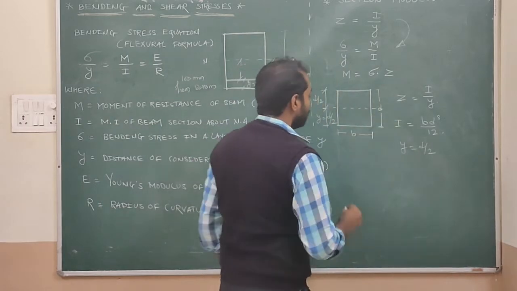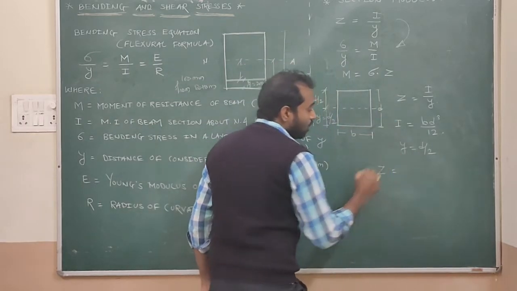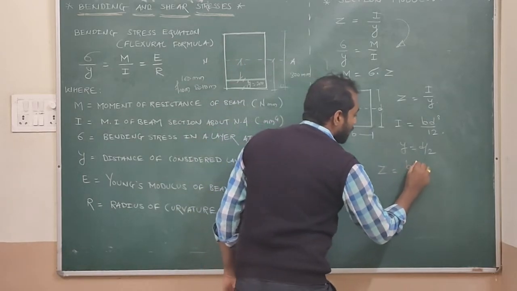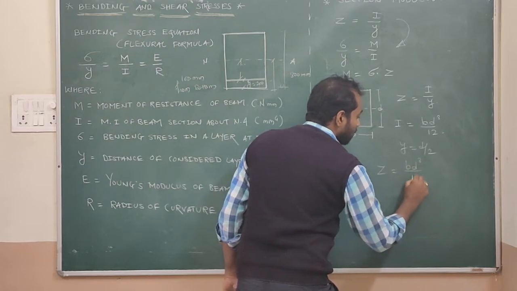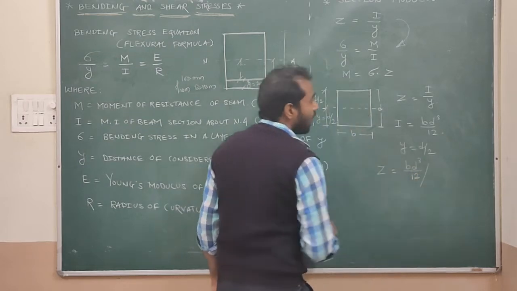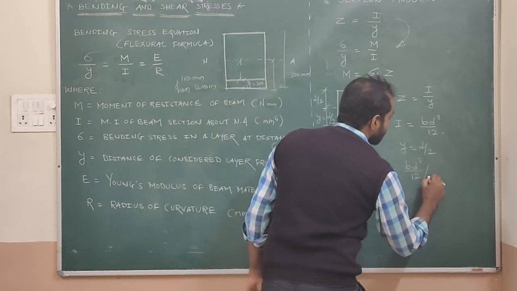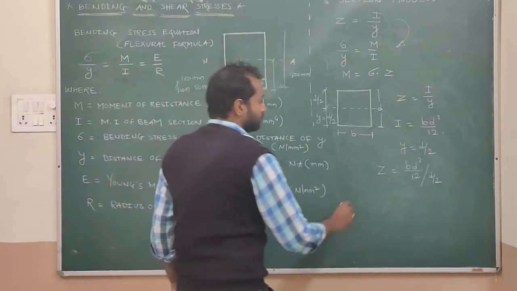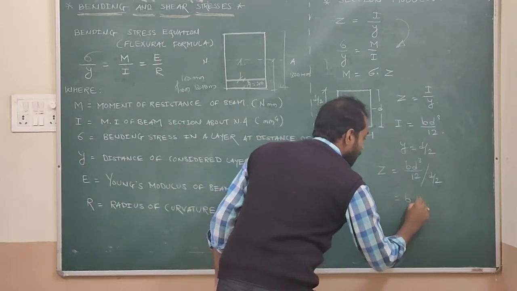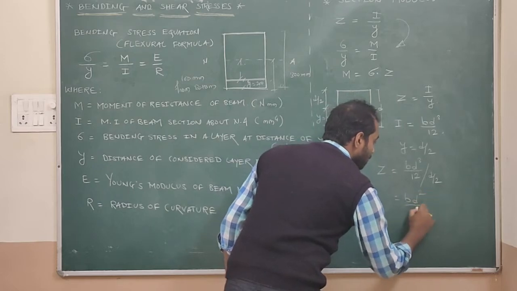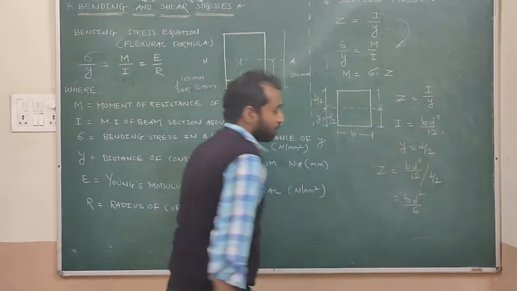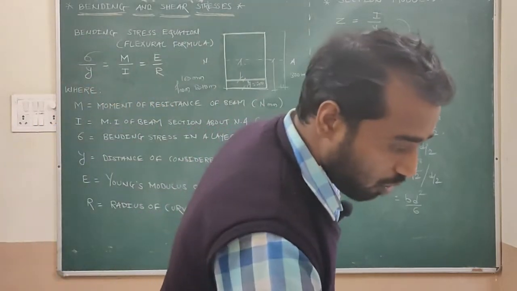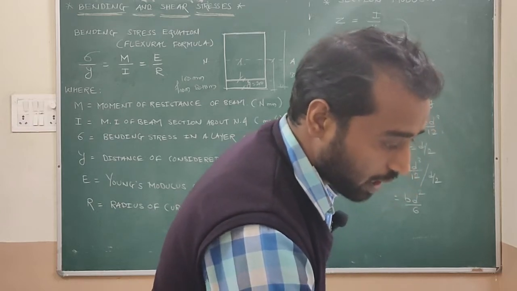Now just put in the values, and you will get the section modulus for a rectangular section. So Z is equal to b d cube by 12 divided by d by 2, so it will be b d square by 6. So this is how we find the section modulus for a rectangular section.